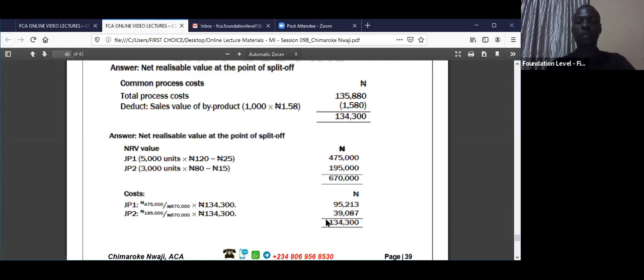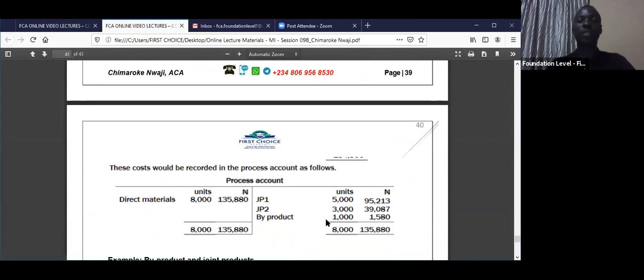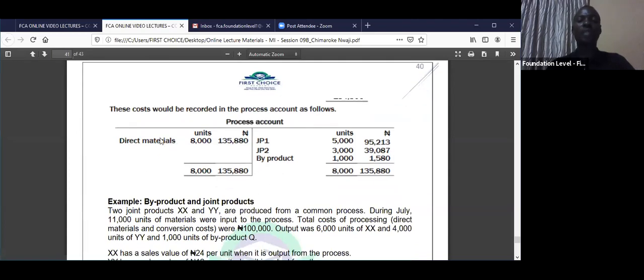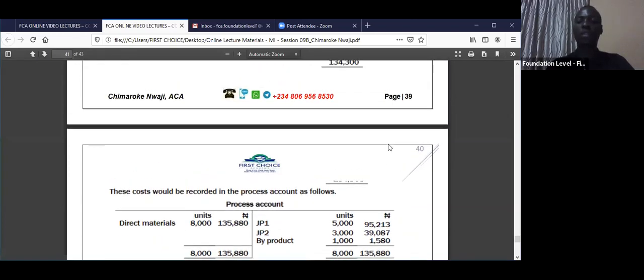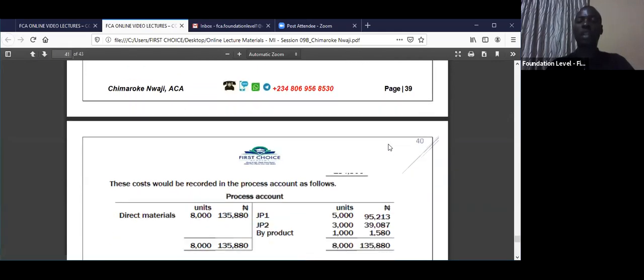Okay, so that is how we do it. So what we will do now is you bring your direct material here. This is the same figure we have here, and you will now see the 3 products here. The byproduct having this value, look at its units, the value attached to it, the cost attached to it.